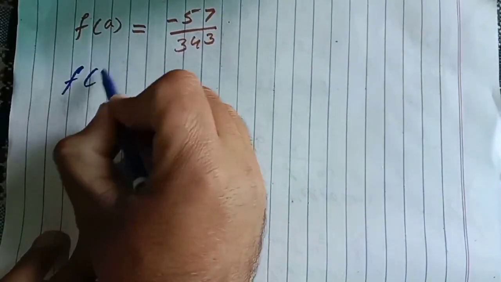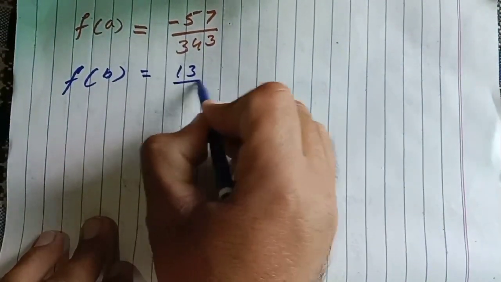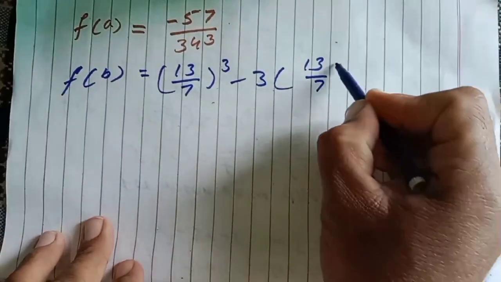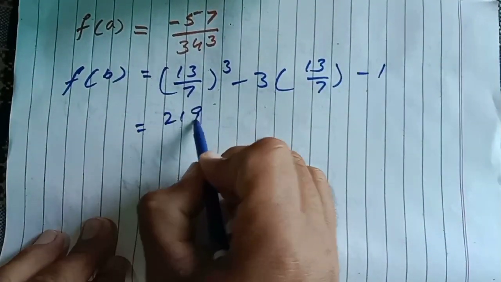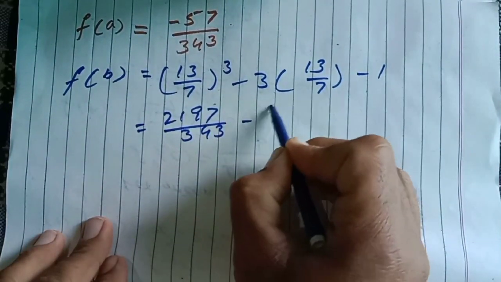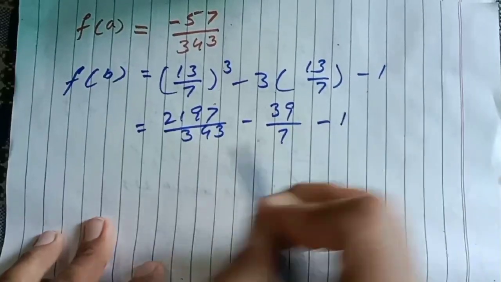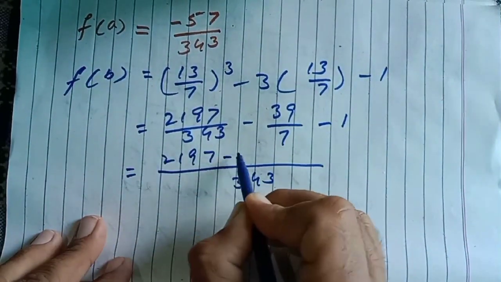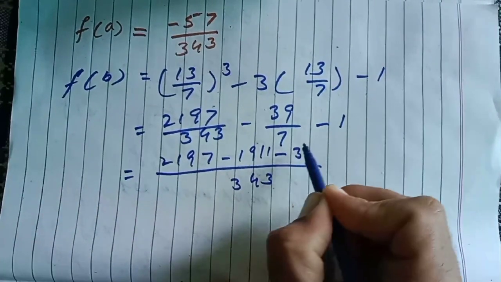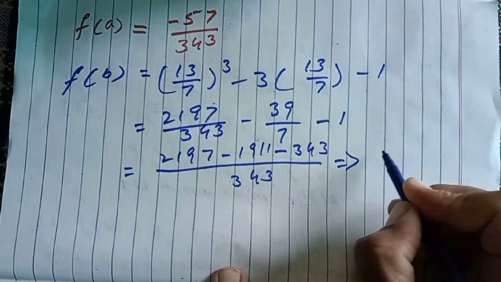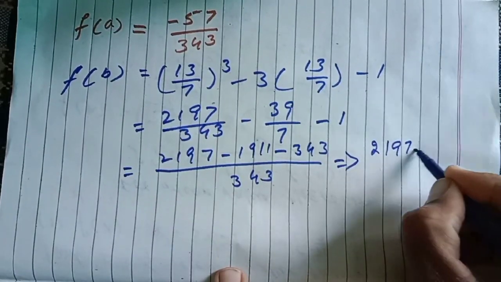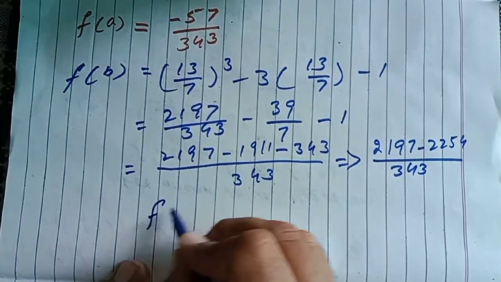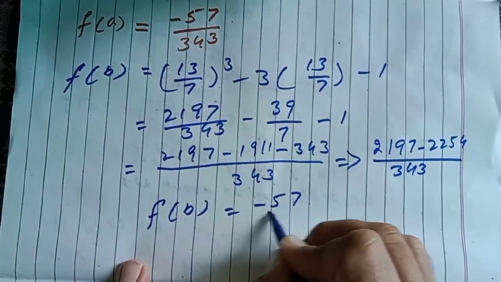Now f(b) = f(13/7), which is (13/7)^3 - 3(13/7) - 1, that is 2197 over 343 minus 39 over 7 minus 1. Taking LCM, 343, we get f(b) = -57/343.